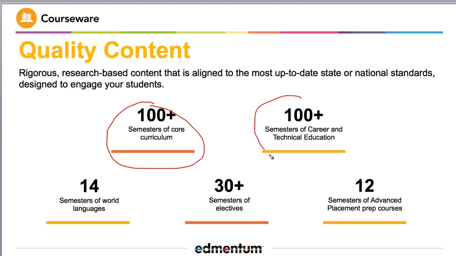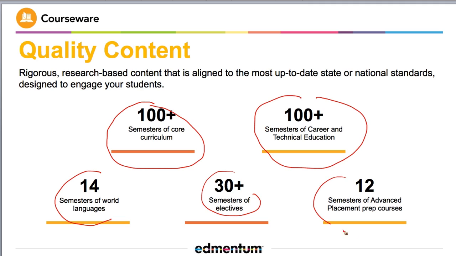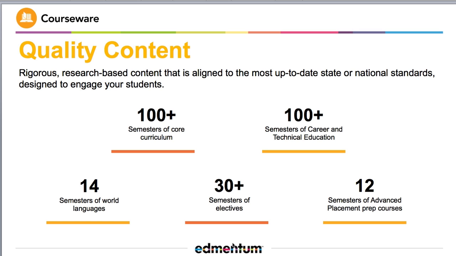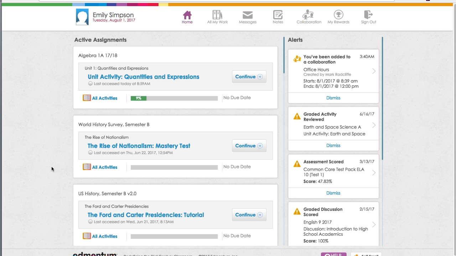We also have our CTE library, which is great for providing career and tech education credit, but also great for career-oriented elective courses. We have our World Languages courses, our electives library, and also our AP courses. We also have a series of college and career readiness courses too, things like GED prep, ACT prep, and so forth. But let's jump right over into the actual Courseware platform itself. That's where we'll spend most of our time today.